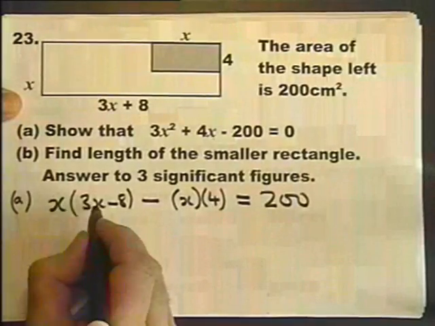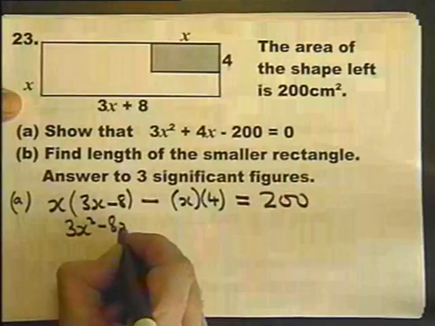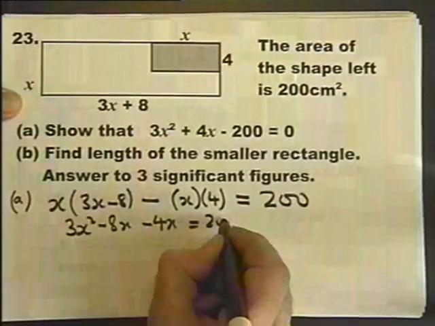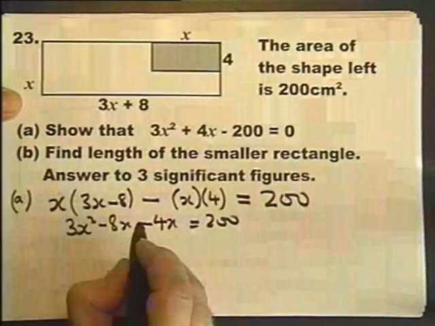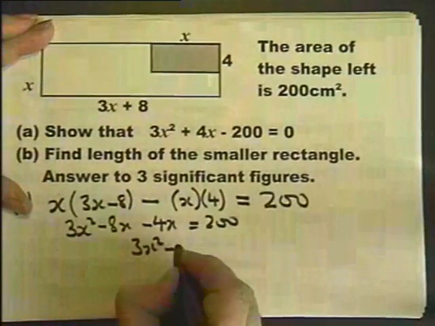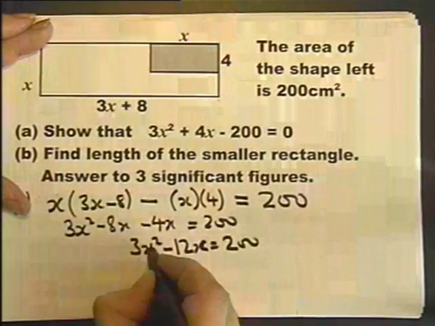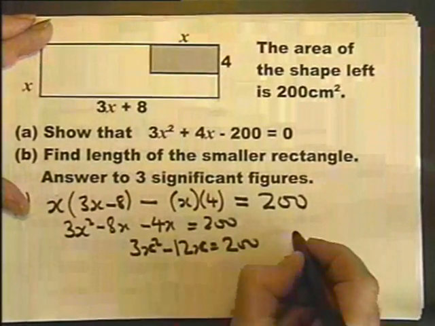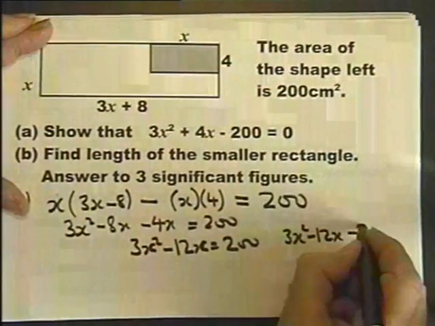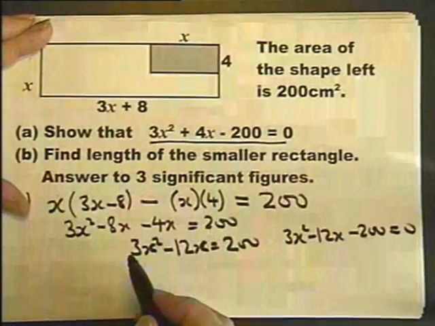Let's remove these brackets. x times 3x, x times minus 8, and this is just 4x, so it's minus 4x. If we put these two together, we'll get 3x squared minus 12x. It's a lousy looking x. If we now subtract 200 from both sides, we get what we've been asked to find.